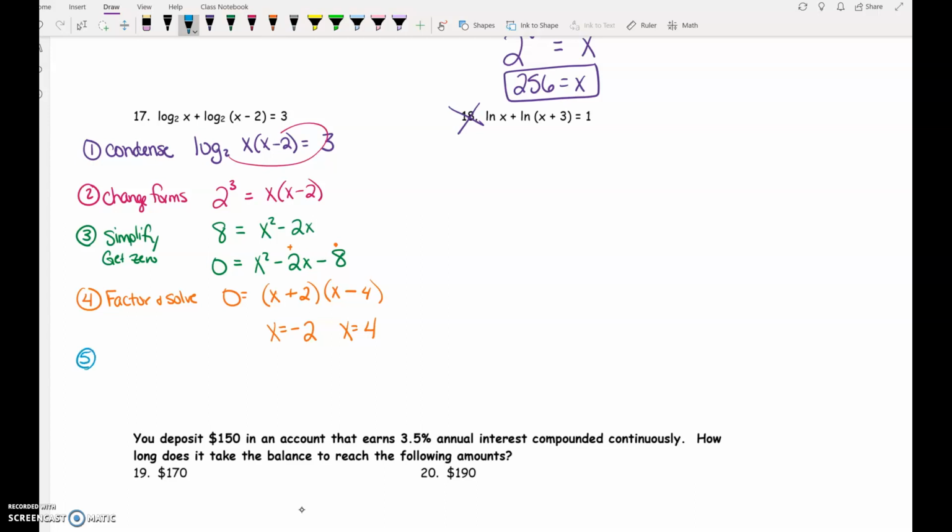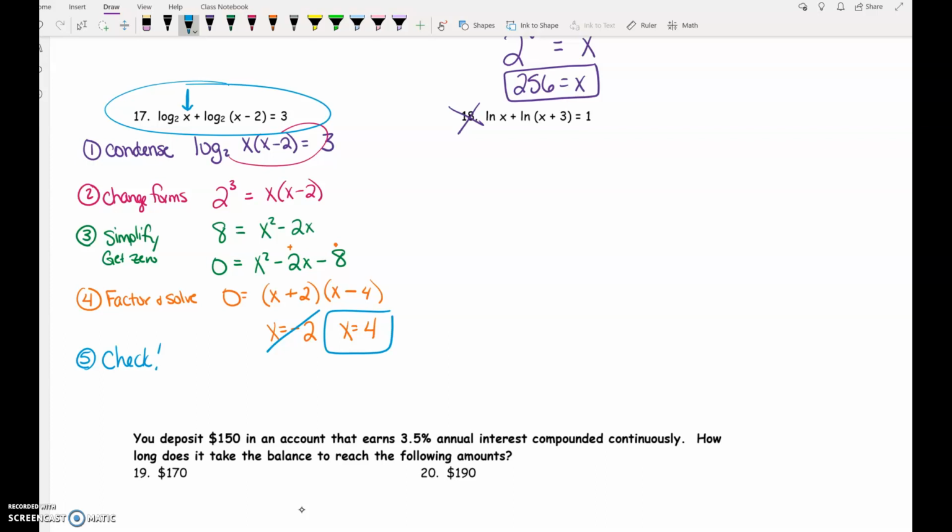Your last step is going to be to check those solutions back in the original problem. Don't go to your step 1, go back to the original problem. Because if I take this -2 and put it right there, I have log base 2 of -2. And you cannot have a negative inside a log, so that one's no good. 4 would make that positive. 4 minus 2 would make this other one positive. So x equals 4 is fine.